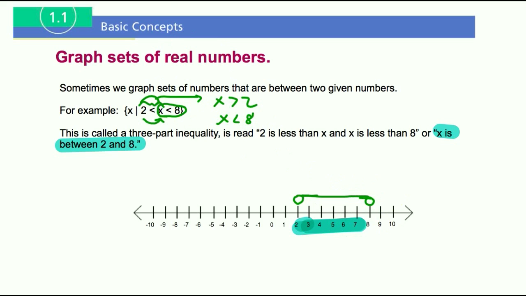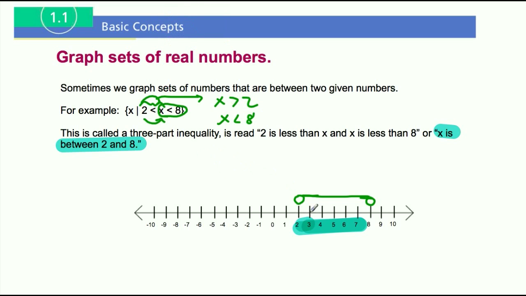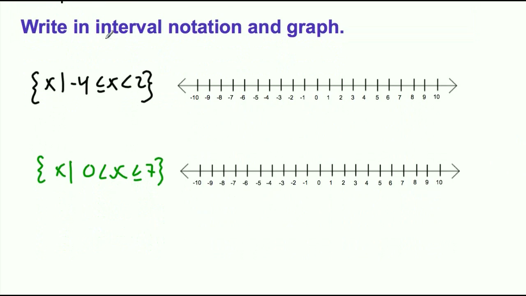And if you also wanted to write this in interval notation, you can do that by doing the same thing here. So the left number is 2, so we're going to use a parenthesis, and the right number is 8, so we're going to use a parenthesis as well, once again because they are not closed circles, they're open. Okay, so let's do an example now. Actually, we're going to do 2 here. So let's write this in interval notation and graph it.